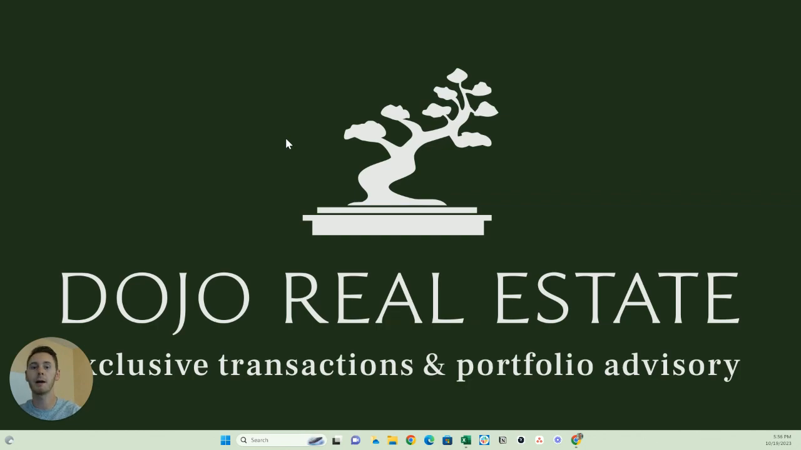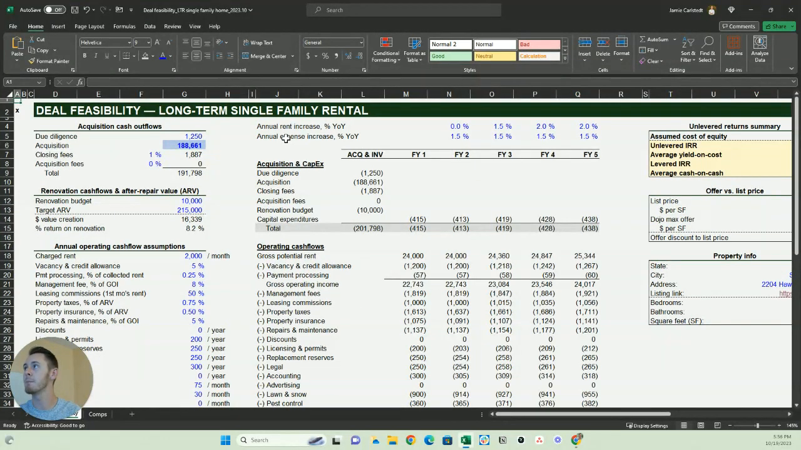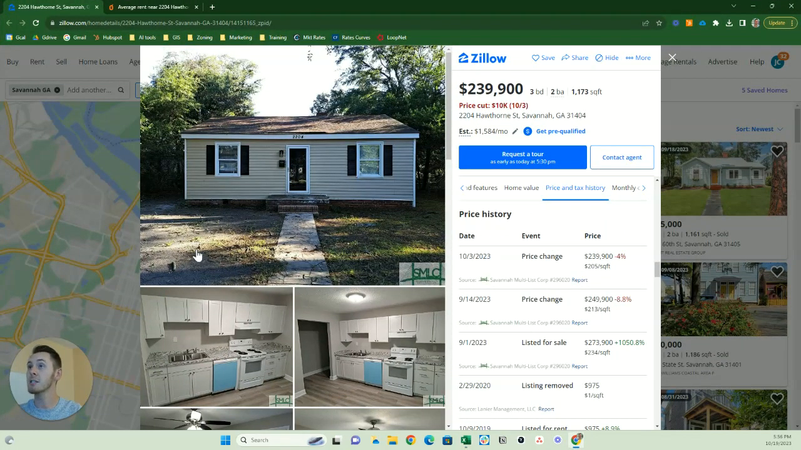All right, so I'm going to pull up, as an example, this deal in Savannah. So this is a random house that I found, and the whole purpose of this video is I just want to show you how to look at a house and how to just put numbers to it and decide, does this even make sense moving forward, or do I just kill it where it lies?